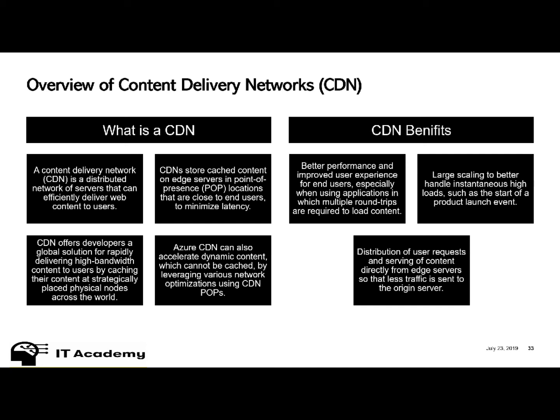Content delivery networks are often developed as a global solution for rapidly delivering high bandwidth content to users by caching that content at strategically positioned nodes around the world. Try and think of what Microsoft does with TechNet videos. They create fairly large video files and they want them available around the world nice and quickly. So they use content delivery networks to make sure that copies of those video files are available close to where you are as an end user. Azure Content Delivery Networks can also be used to accelerate dynamic content which can't be cached by a traditional caching technology.